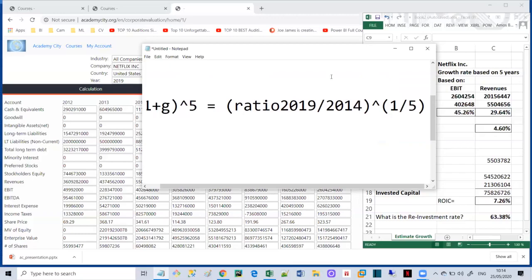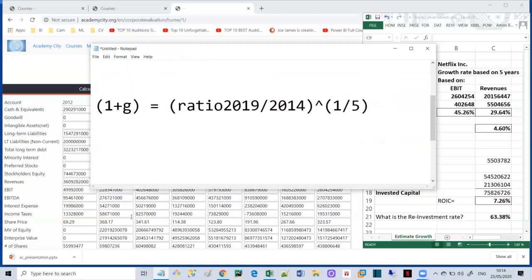Okay, therefore, it's like moving this one to the other side. Now, this one is equal to 1 plus G. To find the G, I must subtract 1 from the other side. And that will be equal exactly to the G. And that's exactly what I did here.